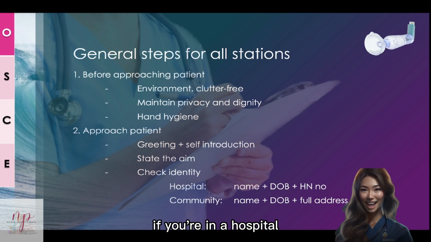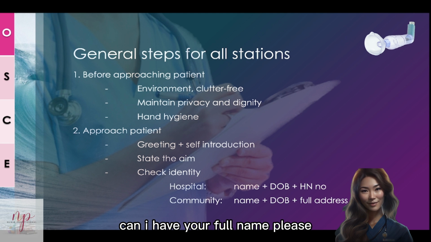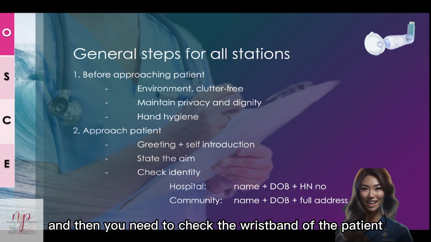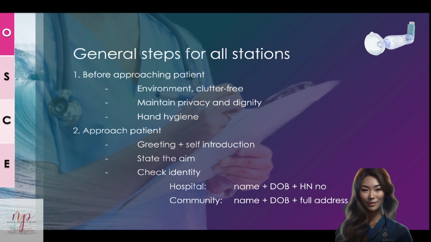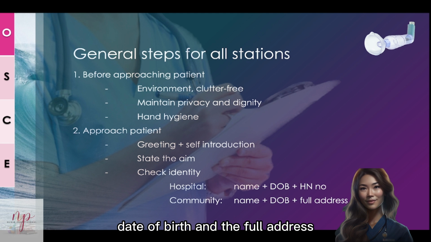If you're in the hospital, you need to check the name and date of birth. Can I have your full name, please? And your date of birth? And then you need to check the wristband of the patient. Can I check your wristband against my medical record? Then you need to read aloud the name, date of birth, and hospital number. If you are in a community setting, you need to check the name, date of birth, and the full address.